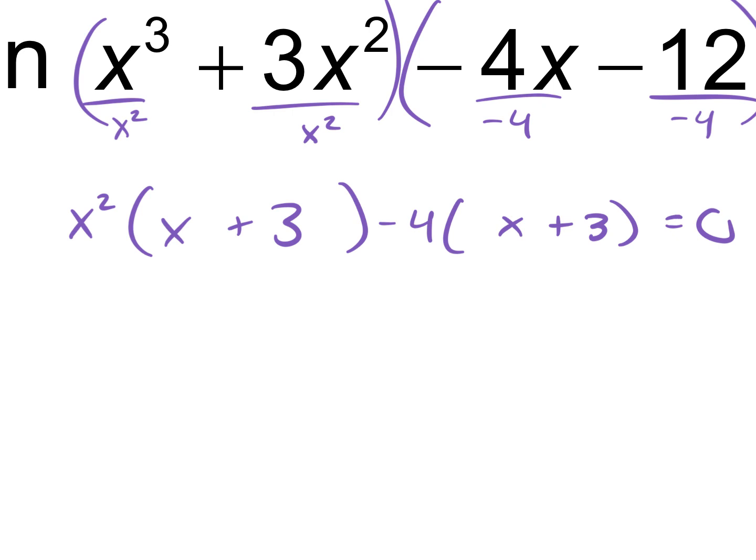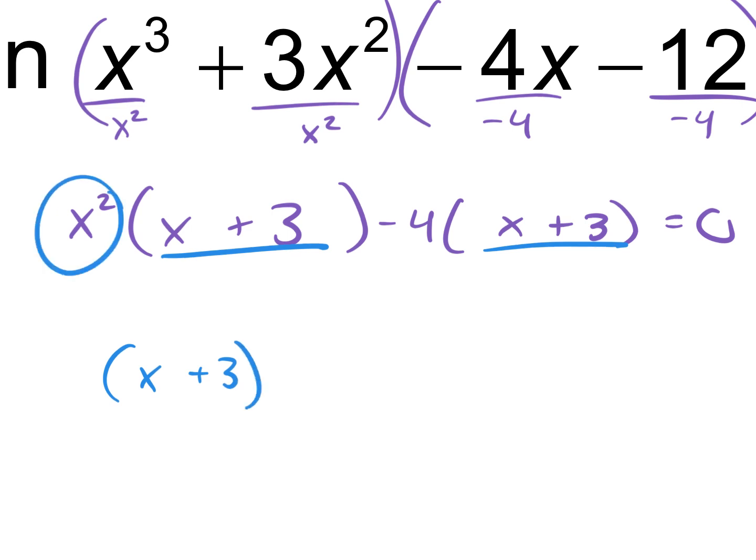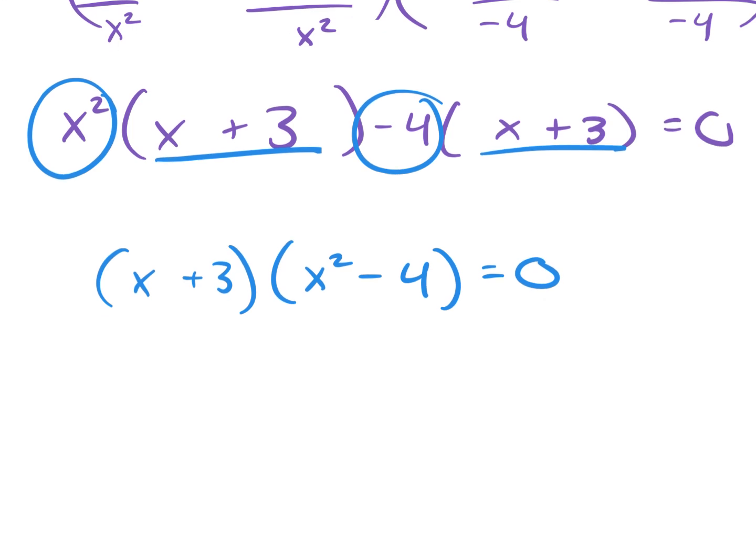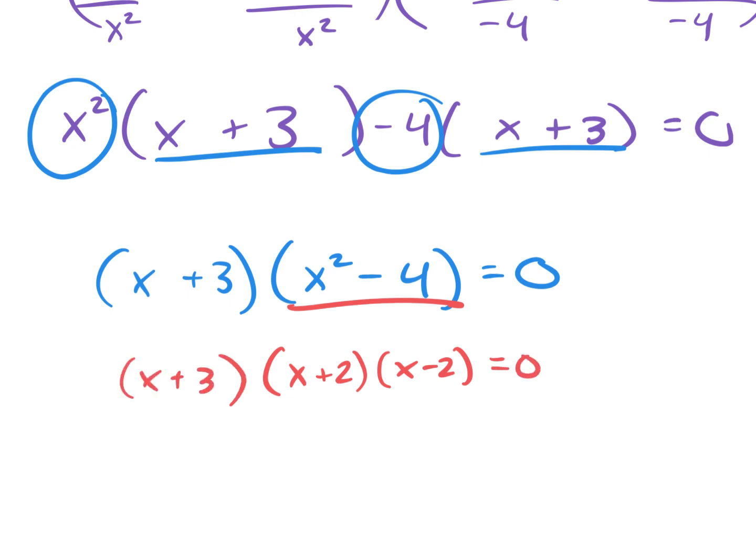What would I do next? Awesome. We need our inside parentheses to be exactly the same because they're going to go together as 1, x plus 3. And then our 2 outside parts go together. So we have an x squared minus 4. Can we factor this anymore? Difference of squares. So x squared minus 4 factors into an x plus 2, x minus 2.